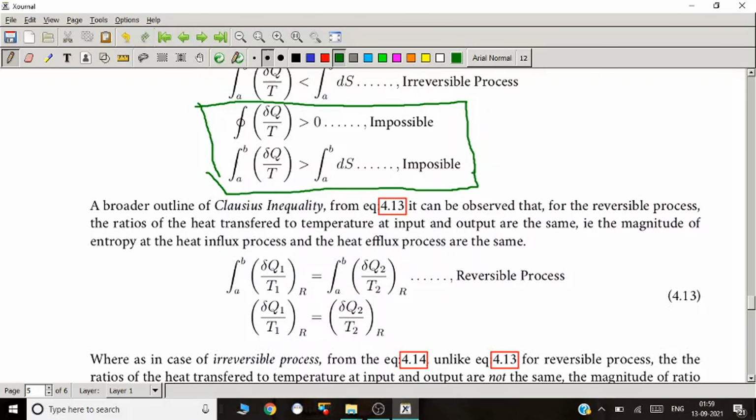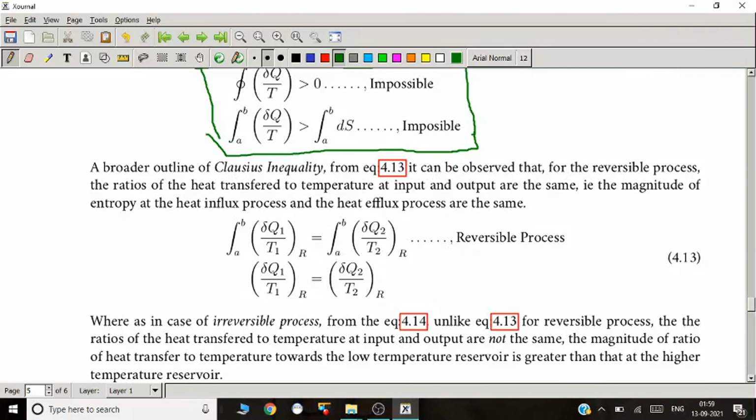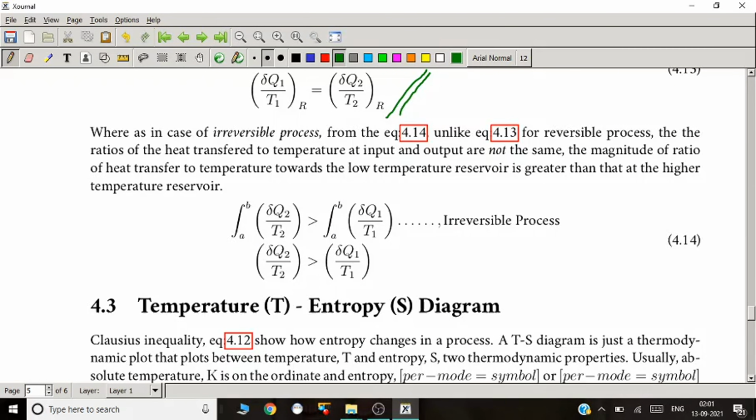So just clarifying things, what does this mean? It means that the ratio delta Q1 by T1 will be equal to the ratio delta Q2 by T2 in case of a reversible process. But in case of an irreversible process, this is not so. In case of an irreversible process, delta Q2 by T2, the heat transferred at lower temperature, this ratio will be higher than the heat transferred at higher temperature.